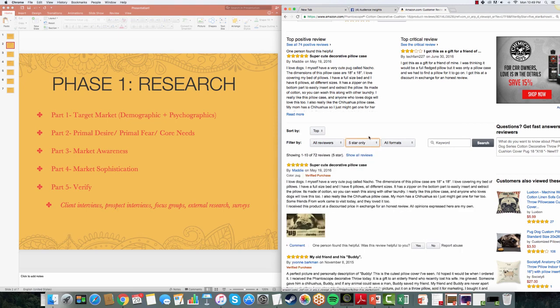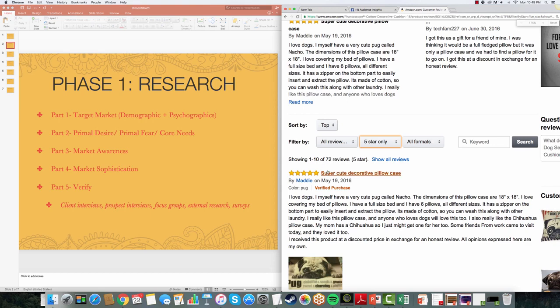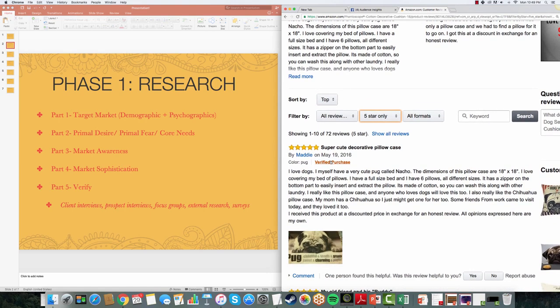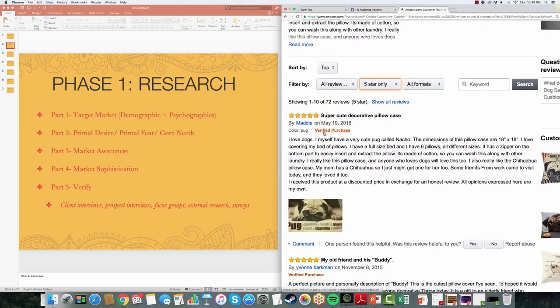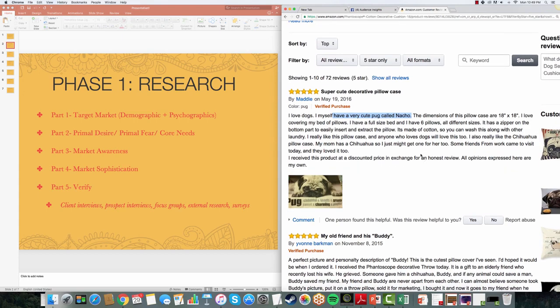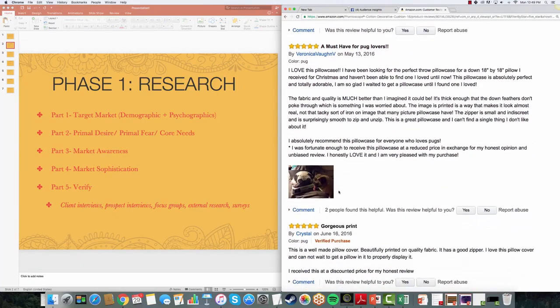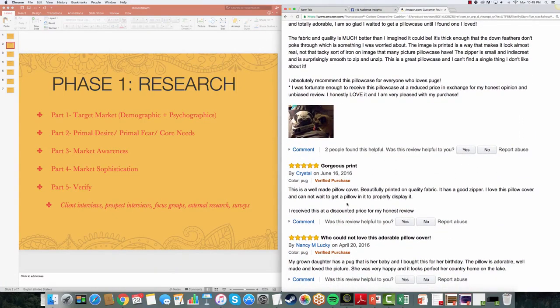Let's go to 5-star only, and we're looking for verified purchases right here. So somebody who bought a pillow, they bought a couple, who knows what they did. She loves dogs. She has a very cute pug, obviously. This is a pretty easy one. We go down here, we look for the verified purchase, and we start looking at what these buyers who have given 5 stars to this product think. And now we start to realize, okay, these are buyers for the product I'm trying to promote. And this is what they think. This is who they are.